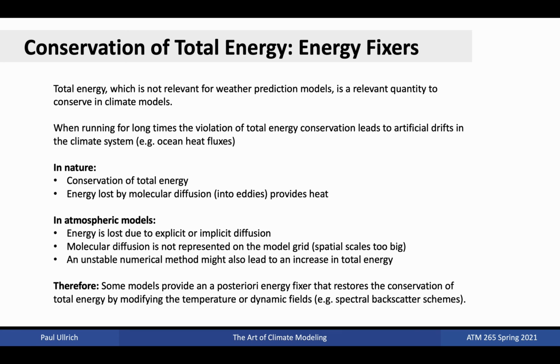In nature, total energy is conserved and consists of three components: potential energy, kinetic energy, and internal energy. At the spatial scale of turbulence, where dissipation is active in the real world, energy is transformed from kinetic energy to internal energy. In atmospheric models, diffusion can cause a loss of kinetic energy, but there is not necessarily a way to replace it with other forms of energy. Thus, whenever diffusion is present in the model, either implicit or explicit diffusion, an additional mechanism is needed to replace the energy lost through diffusion. This can either be through frictional warming, in which case internal energy replaces the kinetic energy lost to diffusion, or through modifying the dynamic fields through spectral backscatter type schemes.